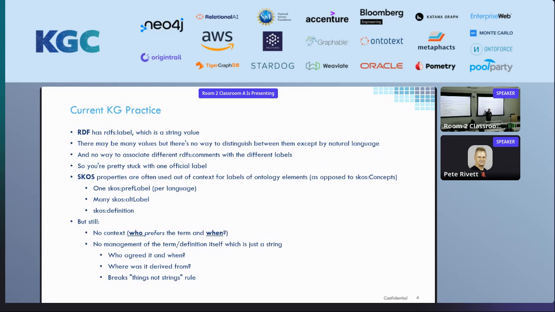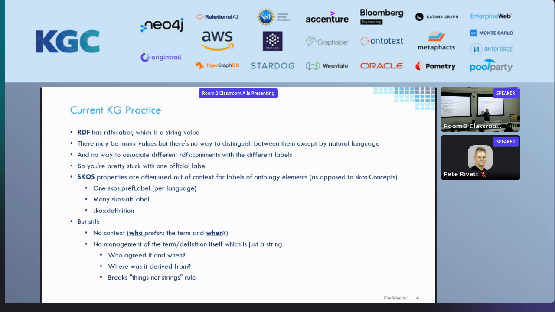And so you're pretty much, for practical purposes, stuck with one official label, and you can't say much about that label apart from this is the label, because the label itself is just a string. So it's breaking the rule about things not strings. So SKOS, the Simple Knowledge Organization System, is another W3C standard often used for taxonomies and vocabularies. And because of the paucity of RDF, people, including FIBO, for example, which Elise mentioned earlier, use some of the SKOS properties, because SKOS has got a bit more flexibility.